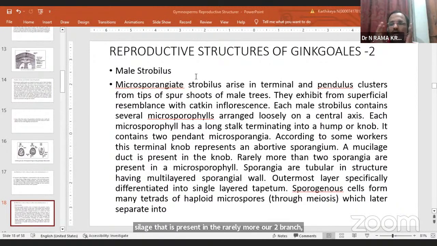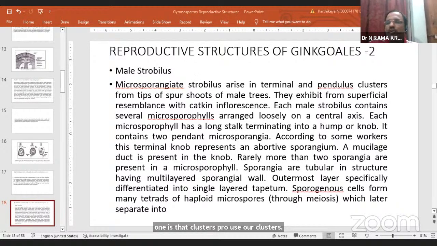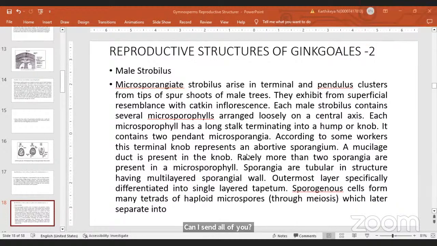So here, the most important point of Ginkgo biloba, the first one, is the clusters. Strobili are in clusters. See, in Cycas we are looking at only one. When you are looking here, it is in clusters. Understand, all of you? Yes, sir. Please respond.